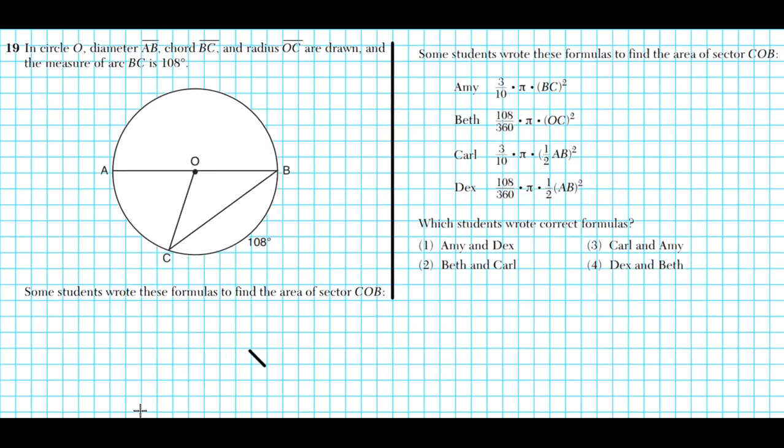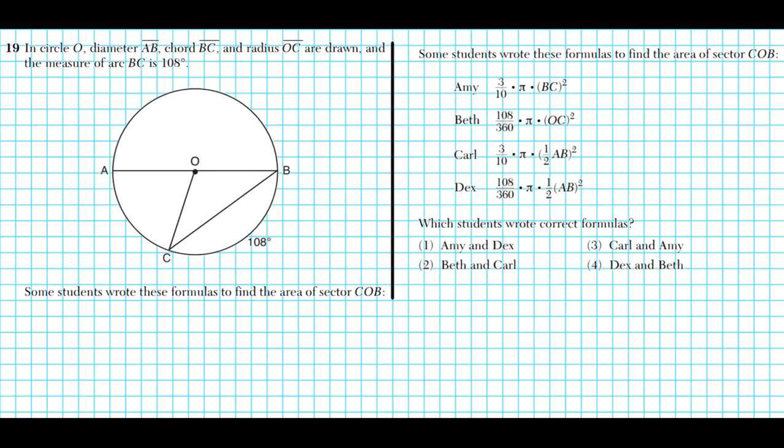Alright, let's take a look at question number 19. It says in circle O, diameter AB, chord BC, and radius OC are drawn, and the measure of arc BC is 108 degrees. Some students wrote these formulas to find the area of the sector. So we have Amy, Beth, Carl, and Dex's answers. Which students wrote correct formulas? So we have pairs, which means that 2 students are correct.